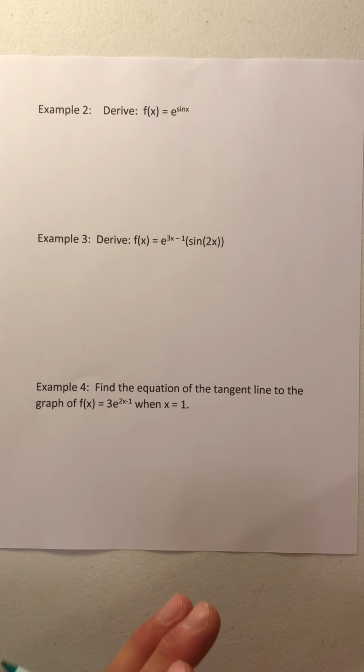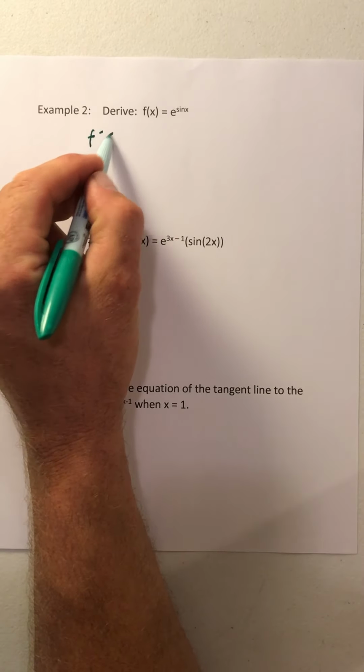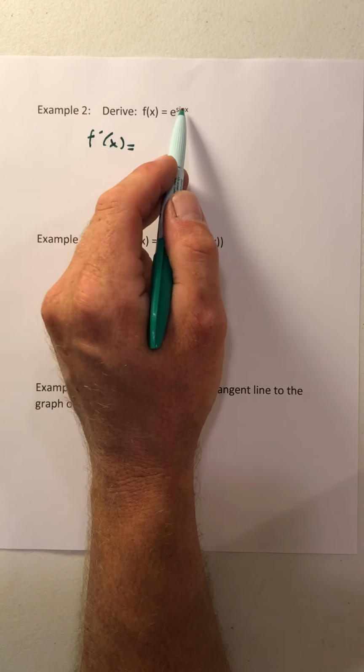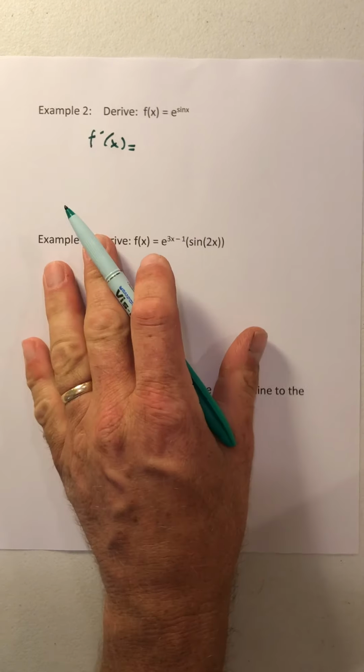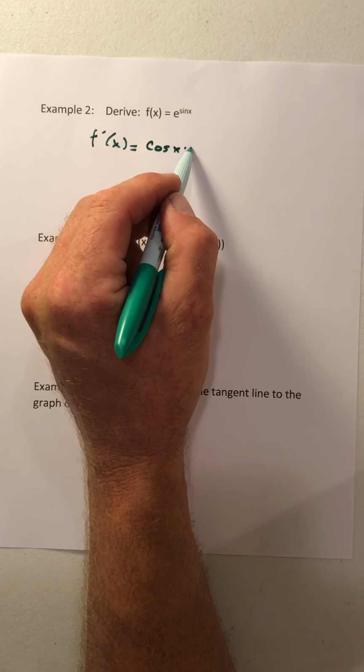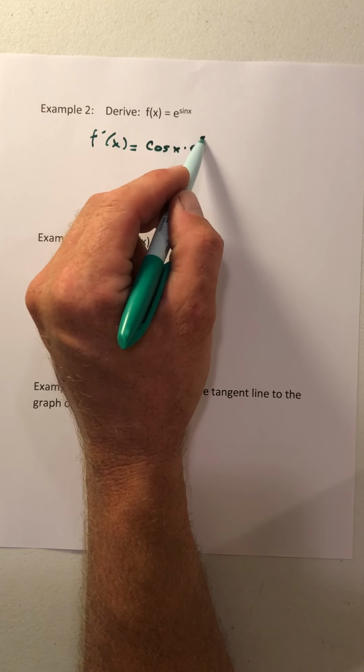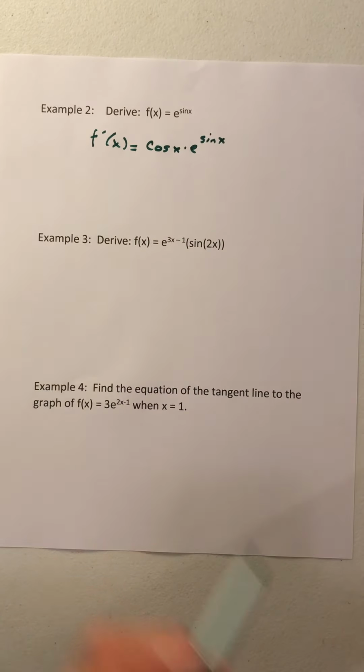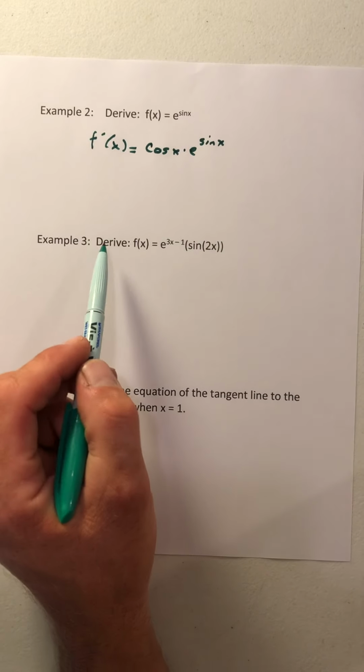In example 2, just a few examples left here, we're going to ask you to find the derivative of e to the sine of x. So yes, we can put trig functions in our exponents as well. The derivative of sine is cosine. So we have the cosine of x, and we're going to multiply it by e. Again, the exponent of e will not change. It will say e to the sine of x, and that's going to be our derivative.